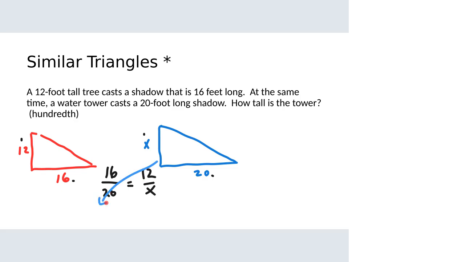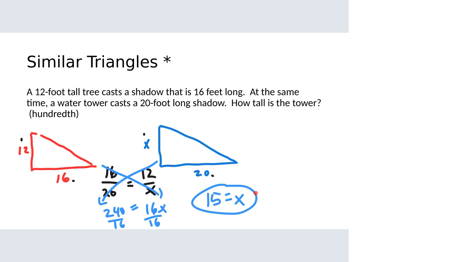20 times 12 is 240. 16 times X. We'll divide both sides by 16. And it lands on 15 exactly. So we don't really need to round this to the nearest hundredth. We just come up with 15.00 or just 15. Either one of those is fine for the height of the tower. Let me know if you have any questions, but again, feels like we're doing great.